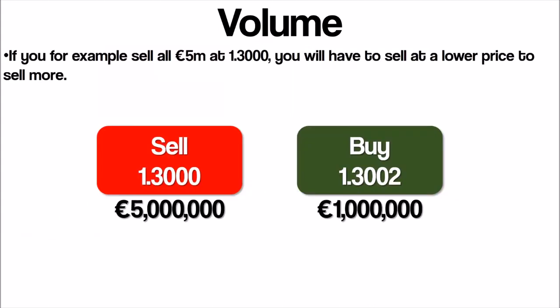If you were to sell 5 million euros at 1.3000, you would then have to go to a lower price to sell some more, because you've basically depleted the whole of that bid. So you'd go down to the next price. Let's say, for example, it's 1.2999, and let's say there's 6 million left. You'd have to sell now at a lower price. So if you continue to sell, you continue to push the price lower.